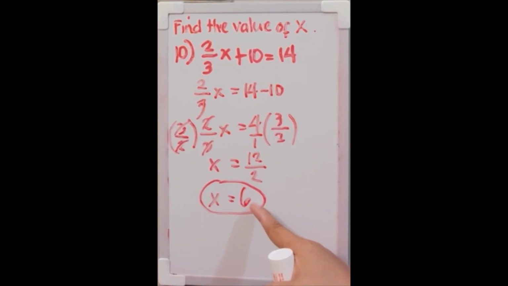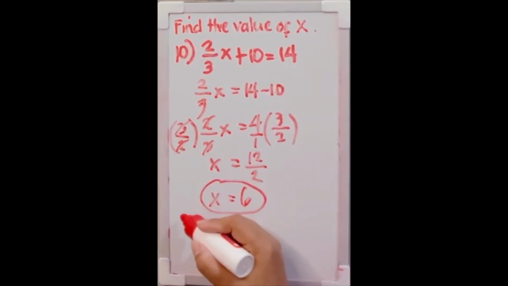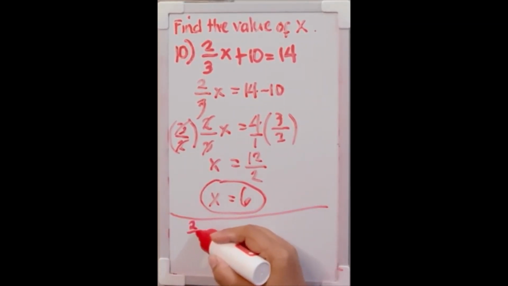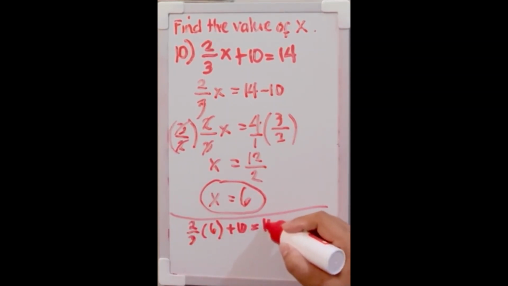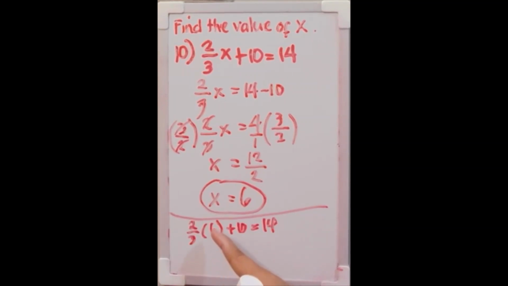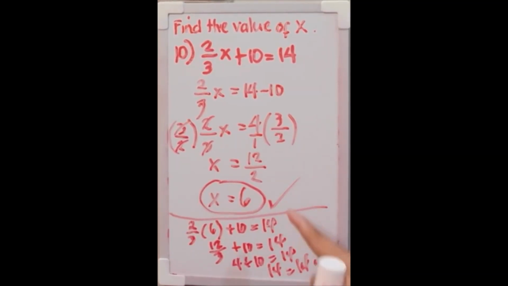Now we will check whether 6 is correct by inserting this 6 into the x here. So we will have 2 over 3 times the 6 plus 10 equals 14. So this is 6 times 2. This is 12 over 3 plus 10 equals 14. So 12 divided by 3 now, this gives us 4. Plus 10 equals 14. So 4 plus 10 is 14, equal to 14. So x is equal to 6 is a correct answer.